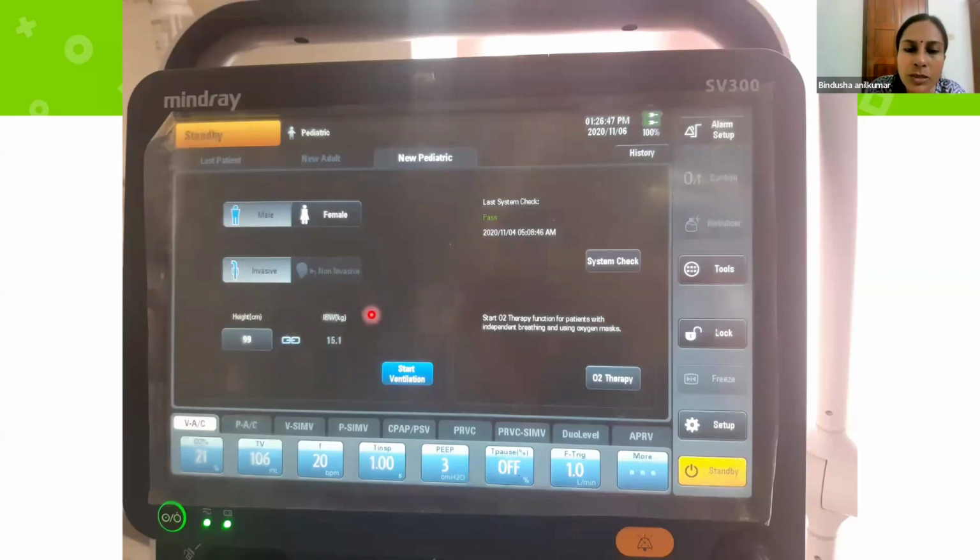Now, after you set the baseline parameters, you need to select the mode for this patient. There are different modes. Here you have the volume control mode, pressure control mode, SIMV, volume SIMV, pressure SIMV, CPAP, PRVC. Different modes will be there depending upon the ventilator. There may be some changes in the names on different ventilators. So you will select the mode.